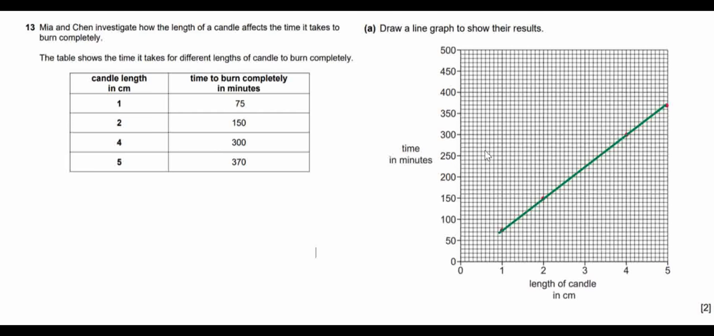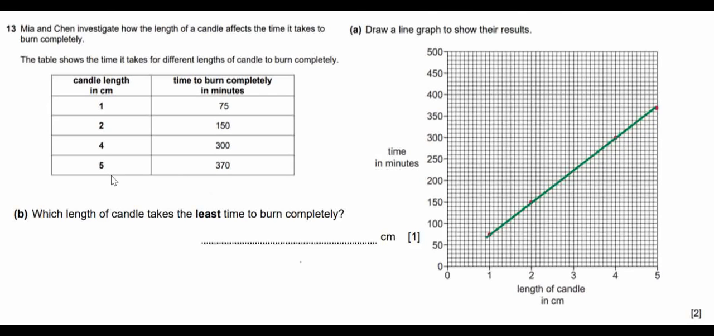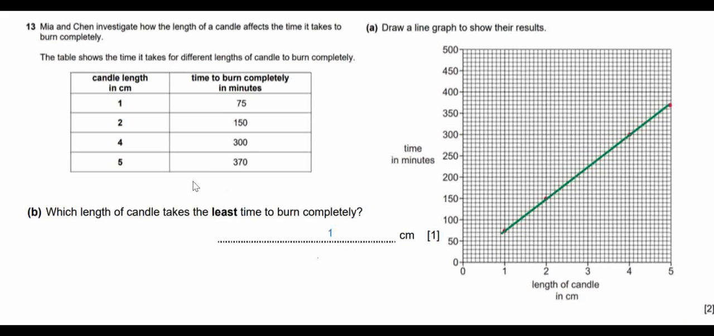Alright, let's move on to the next number. Here we go. Question B. Which length of candle takes the least time to burn completely? It's kind of easy. 5 seconds from now. Okay, let's open up the answer. Of course, it's the length of 1 cm because it takes only 75 minutes.